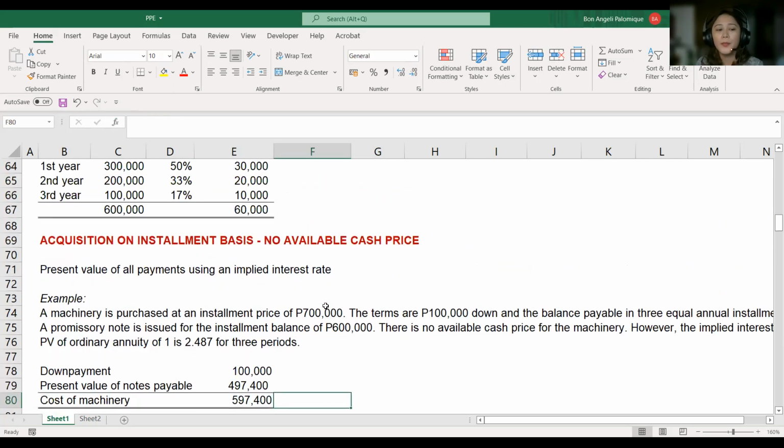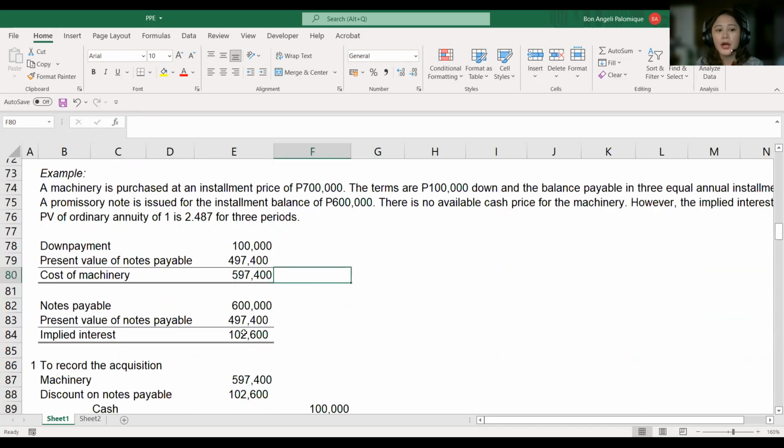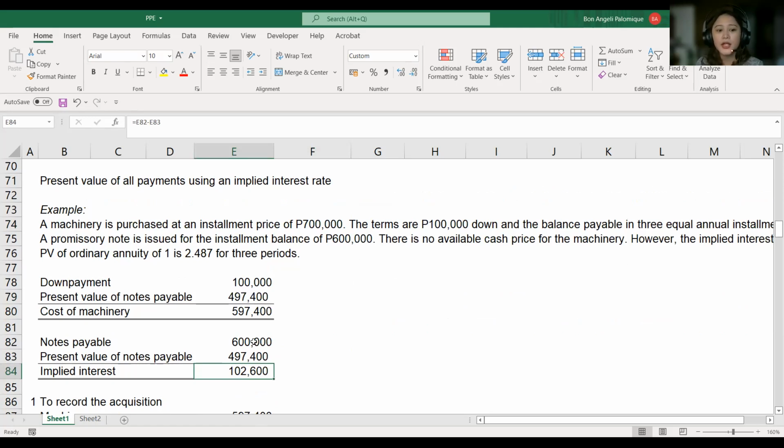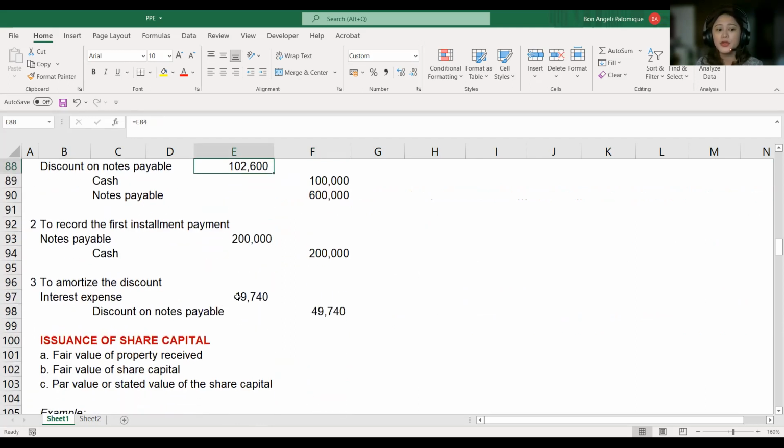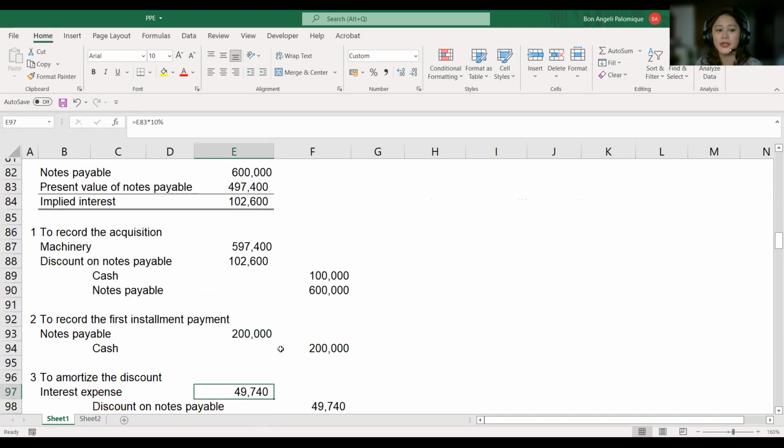Dito, meron tayong tinitreat as implied interest din. Magkano ba yung notes payable mo? 600,000. Yung present value ng notes payable mo, 497,400. So, meron kang 102,600 implied interest. So, the record for this, ang iyong machinery, sabi natin, will be down payment plus present value. Then, record mo yung cash, notes payable, and yung discount. Then, i-amortize mo yon based on the effective interest rate niya, which is the 10%.